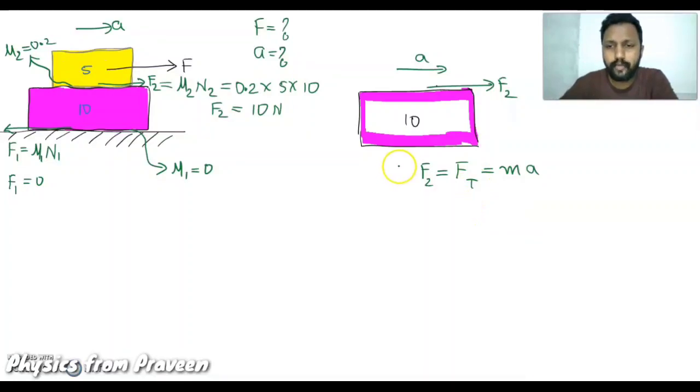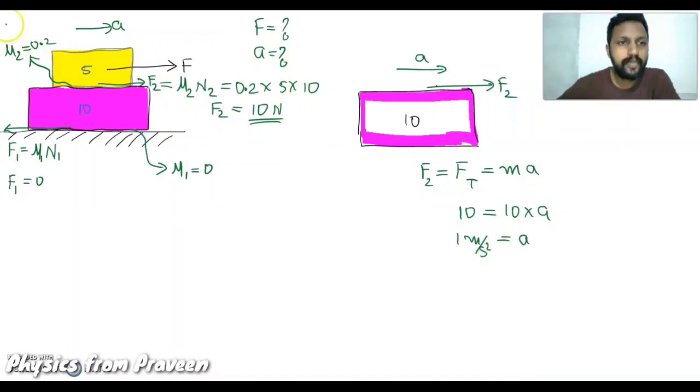Then the total force F2, what is the F2 value? It is 10 Newton. Therefore, 10 Newton is equal to 10 into acceleration. In this case, you are getting an acceleration of 10 by 10, that is 1 meter per second square. Therefore, now in this case, we are getting an acceleration of 1 meter per second square. That acceleration is the common acceleration.